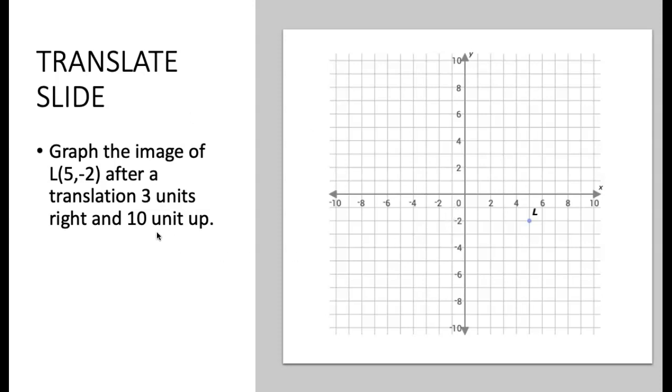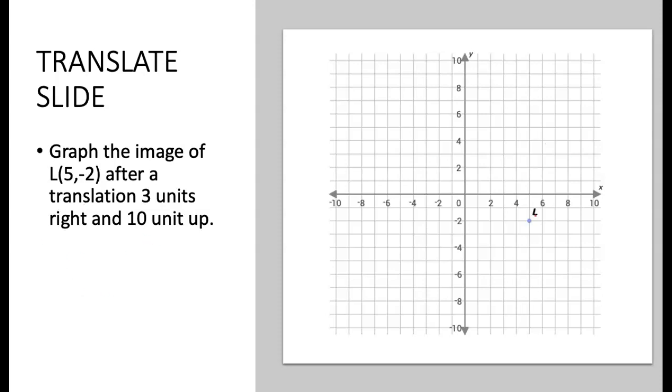So first up, graph the image of L, which is the point, that's just the name. So point L, or the coordinate L, (5, -2), after a translation 3 units right and 10 units up. So as you can see here on our graph, we already have L, it's right here. And we are going to translate that. We're going to move it, we're going to slide it.